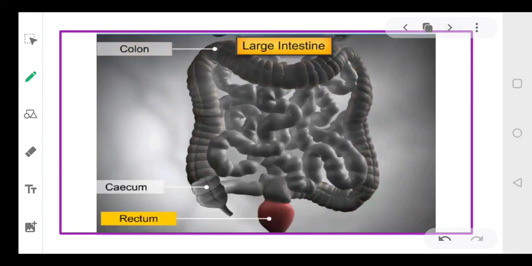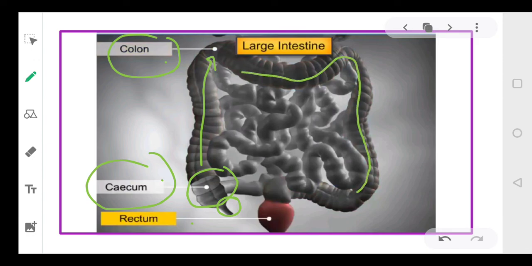Then the food will travel to the large intestine. The large intestine is also further divided into three parts. First is the cecum. This portion is called the cecum, and this portion is called the vermiform appendix, right? And it is of no use for us today. So from cecum the food will go into the colon, right? This is colon. So three parts of the large intestine: cecum, colon, and rectum. So cecum will receive the food from the small intestine, then it will enter the colon, and through this it will go into the rectum.